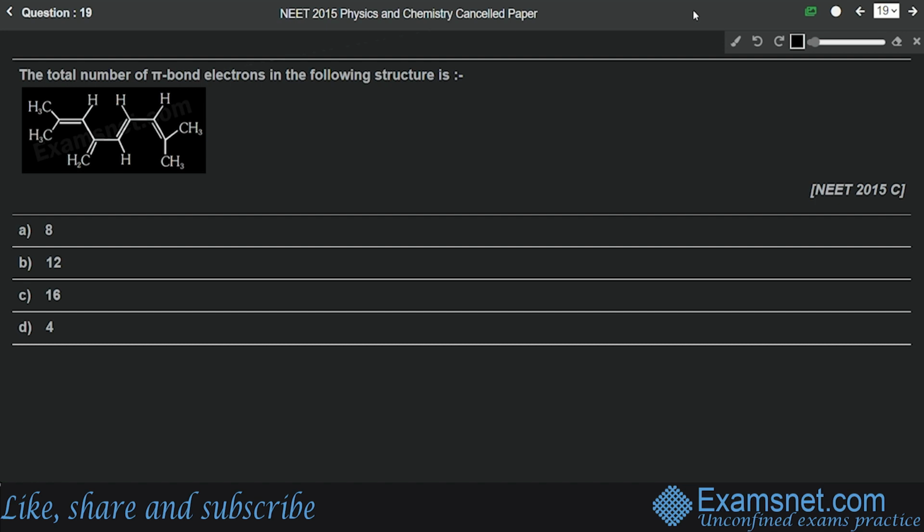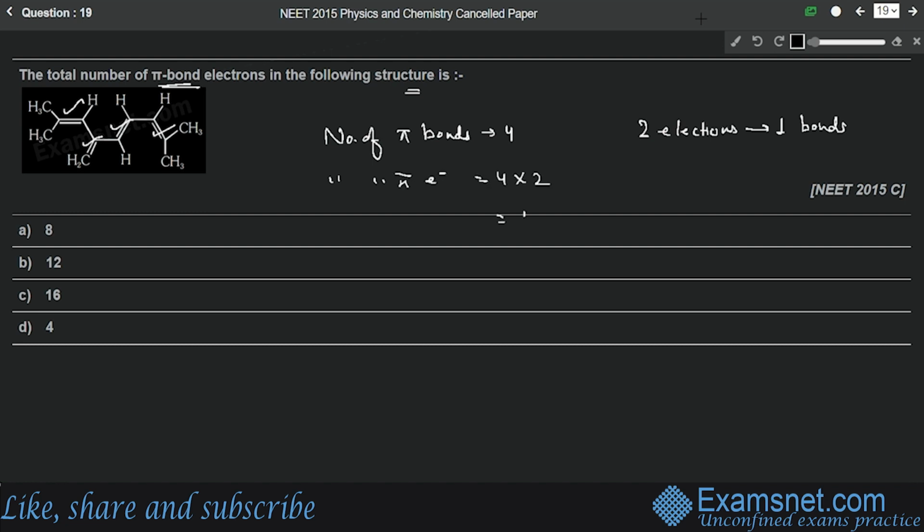Now question number 19 says the total number of pi bond electrons in the following structure is. So this is very simple. How many pi bonds are there? 1, 2, 3, 4. So number of pi bonds is 4. And we know that 2 electrons form 1 bond, right? So number of pi electrons will be 4 into 2, that means 8. 8 pi electrons are there. Option A will be the correct answer.